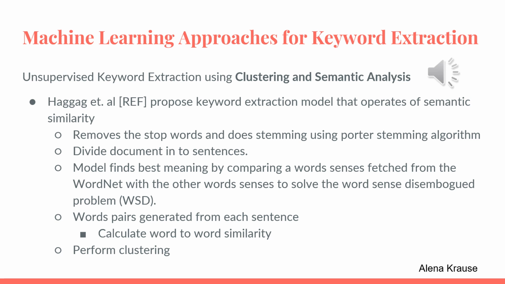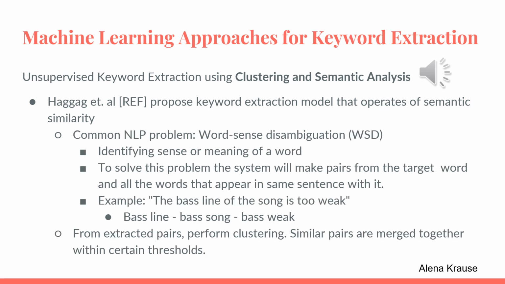Going a bit more into detail about this specific unsupervised approach, the word sense disambiguation problem is a very famous natural language processing problem, which involves the identification of the meaning of a word or the sense of a word. To solve this problem, the system that's proposed makes pairs from the target words and all of the words that appear in the same sentence.